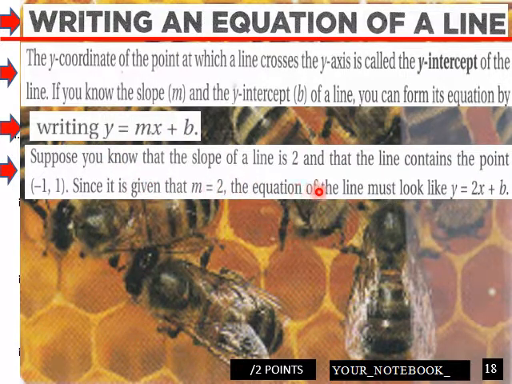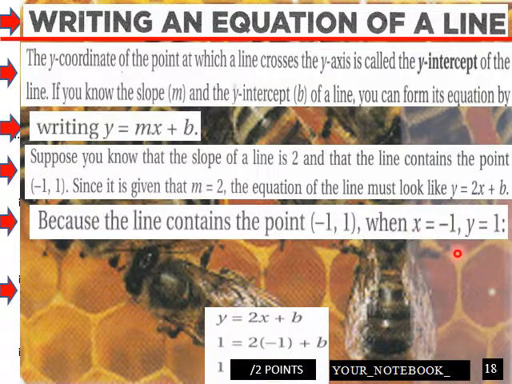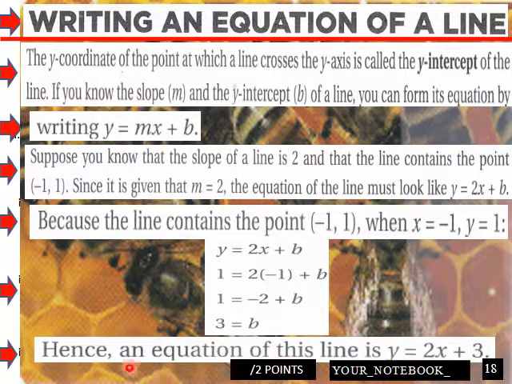Suppose you know the slope of the line is 2 and the line contains the point (-1, 1). Since the slope is 2, the equation of the line will look like y = 2x + b. Because the line contains the point (-1, 1), when x equals -1, y equals 1. So you just plug in and solve for b. Hence the equation of the line is y = 2x + 3.